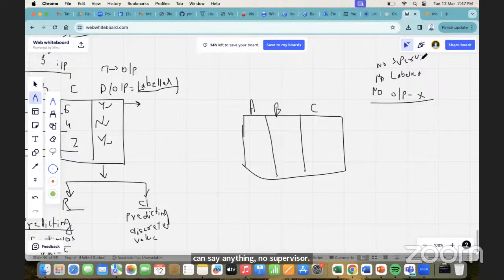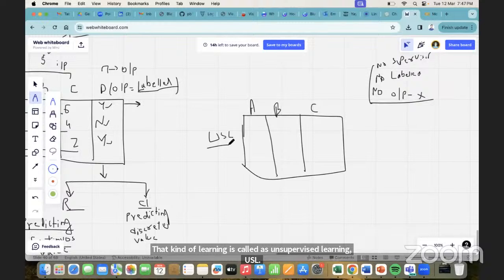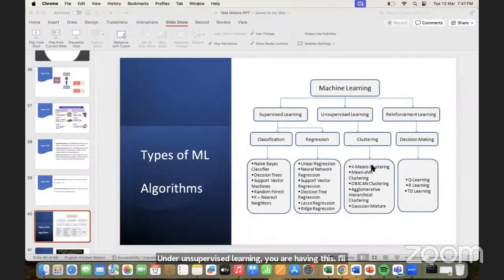So in unsupervised learning, what is happening? You are working on many projects where you are collecting the data, but in that data there is no output, no label, no supervisor. That kind of learning is called unsupervised learning, USL. Under unsupervised learning, you have these algorithms: K-means clustering, DBSCAN clustering, hierarchical clustering, and so on. These are the clustering algorithms.